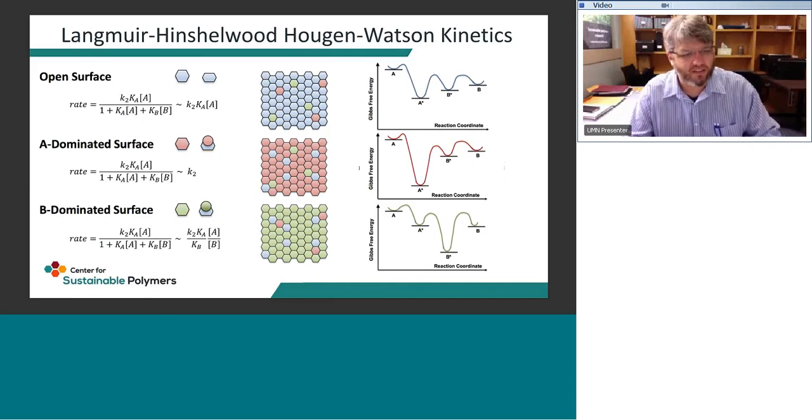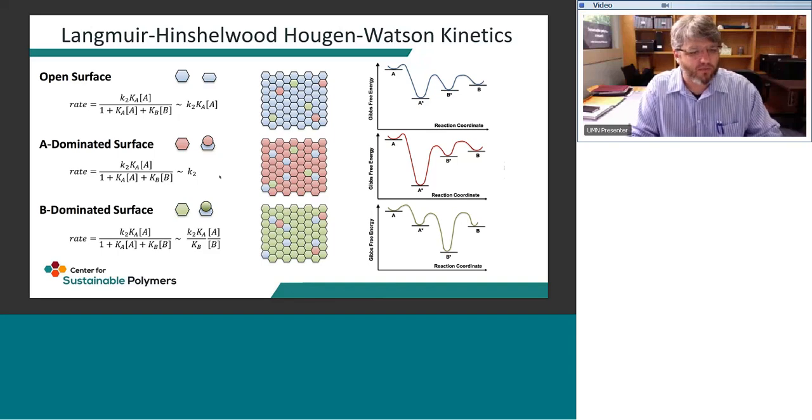If that's the case, if you look at the rate expression for the A-dominated surface, the Ka concentration term will be large, and it will cancel with the numerator, and you'll end up with a rate that's just proportional to the K2 rate constant. It'll actually be zero order in the concentration of A.